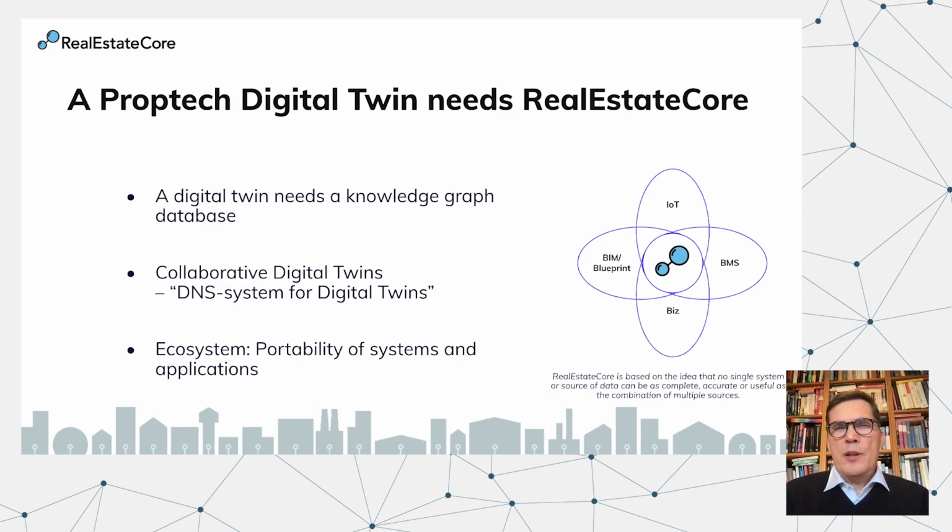Another really important perspective of this is that we realized quite early on that you can't make one digital twin for all your different systems. You need to connect all your different sources of information. You need to make collaborative digital twins. Basically, you need to make a telephone book for all the different systems, like a DNS system for digital twins.